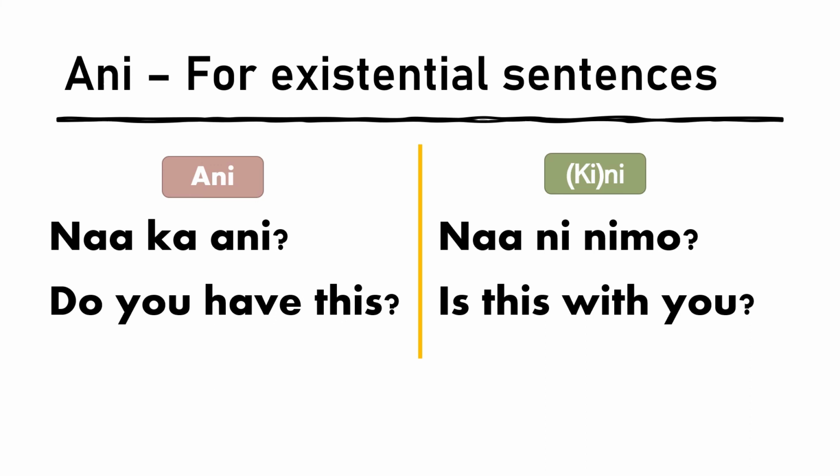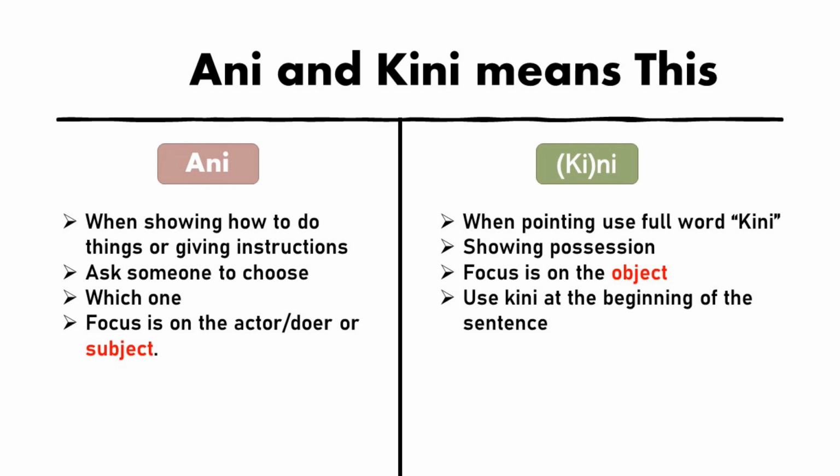Now let's compare. Naa ka ni is do you have this? While naa ni nimo means is this with you? So you can see here now that the context of these two is quite different. The one is naa ka ni, you're asking if this person has a specific item. And then the other one is naa ni nimo, is this object with you. The focus here is the object. So this may sound a little bit confusing, but the more you expose yourself to the way we say things, the way we construct sentences, this will come easy to you later on. If you have any question, do not hesitate to contact me via the chat box on my site.